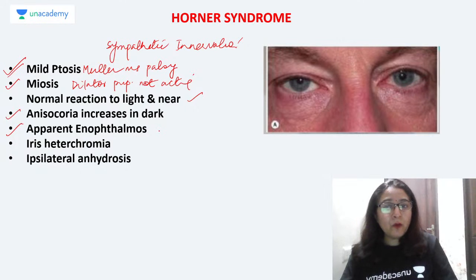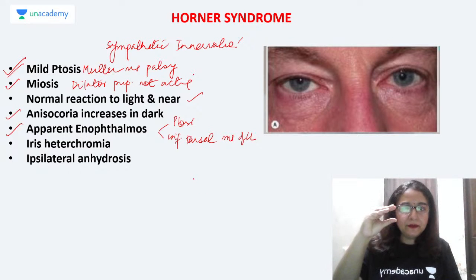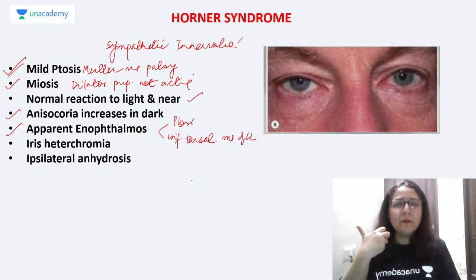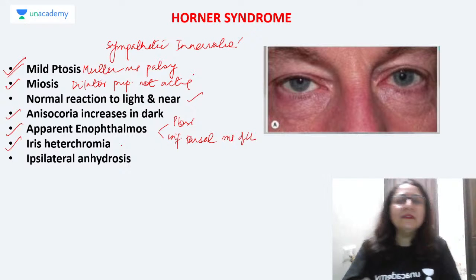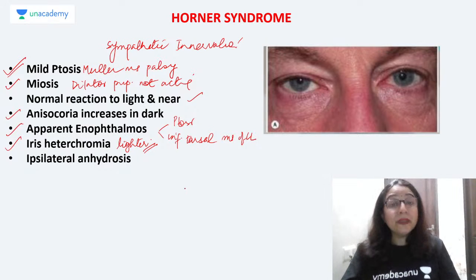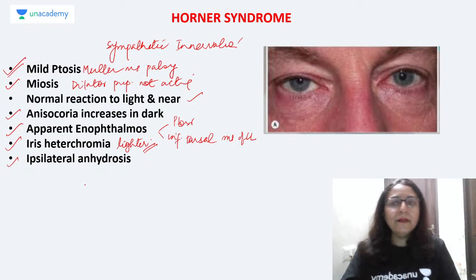There is apparent enophthalmos because there is mild ptosis. At the same time, the inferior tarsal muscle of the lower lid is also weak, which leads to the eyeball appearing to be more inwards. Okay. Then in congenital cases or long-standing cases of Horner syndrome, on the affected side the iris becomes lighter in color, which is known as hypochromic heterochromia. And if the lesion is before the cervical ganglion, then the patient will have reduced sweating on the same side as the lesion.